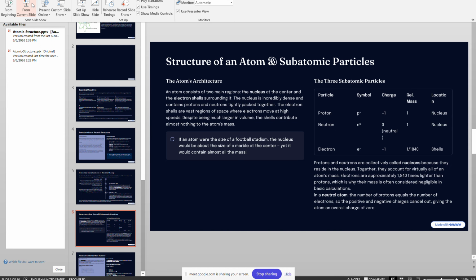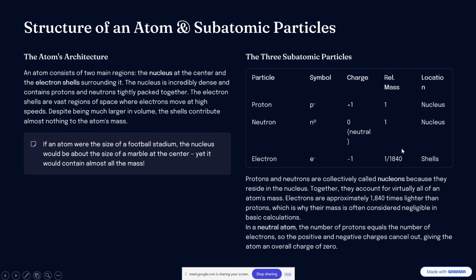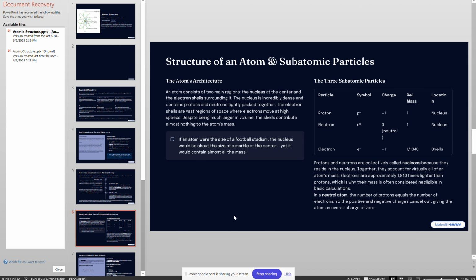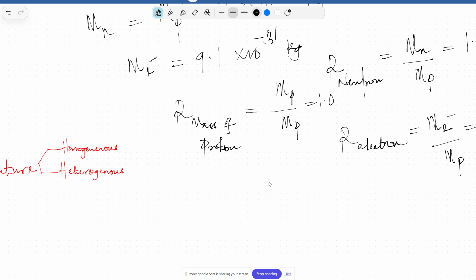And the location: protons you have inside the nucleus, neutrons you have inside the nucleus as well, and electrons you have within the shells. As you can see here, protons and neutrons are collectively called nucleons. This is an important name that you need to know. Nucleons are a combination of neutron and proton. We need to take note of that.